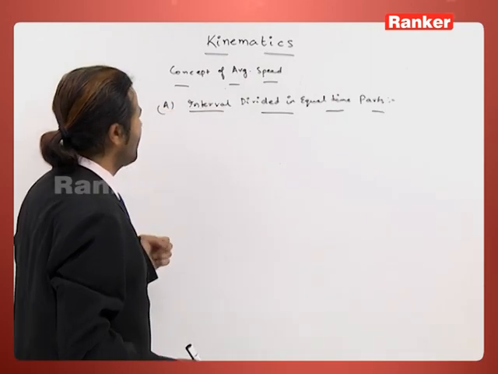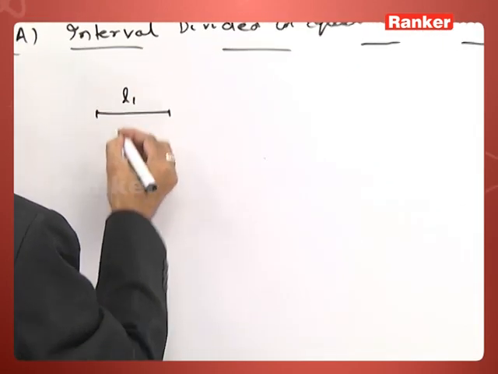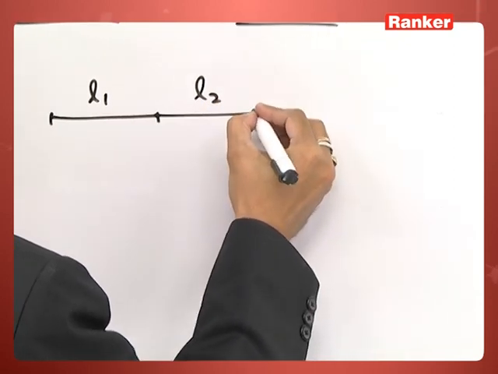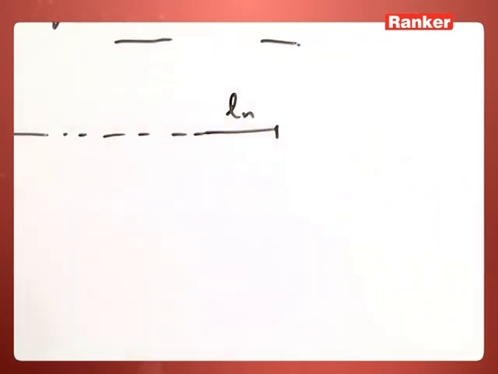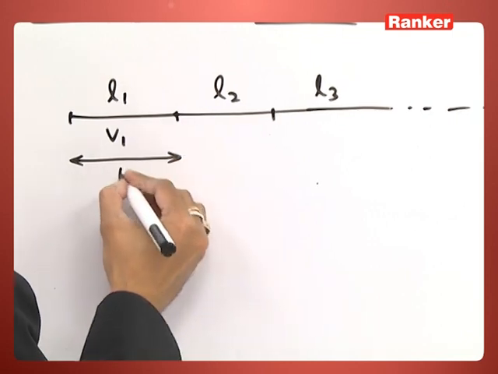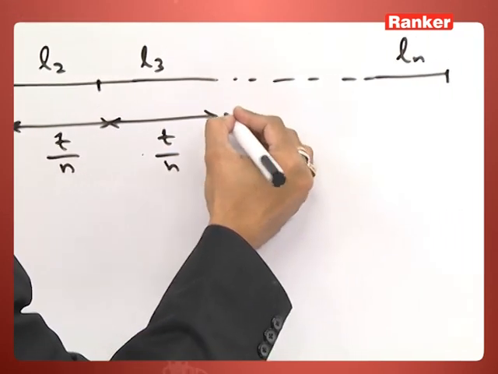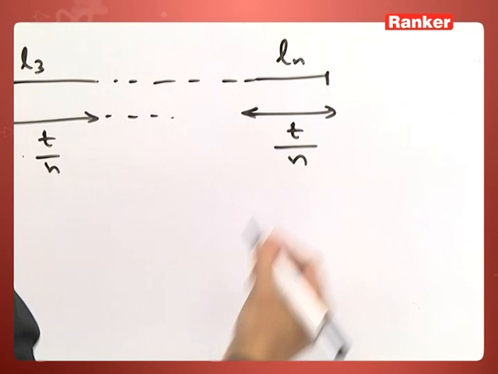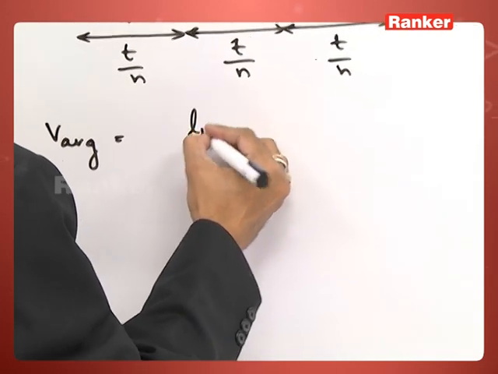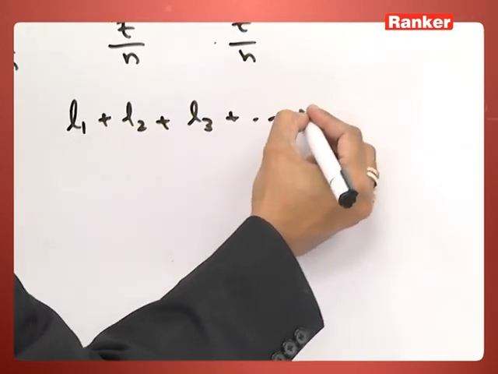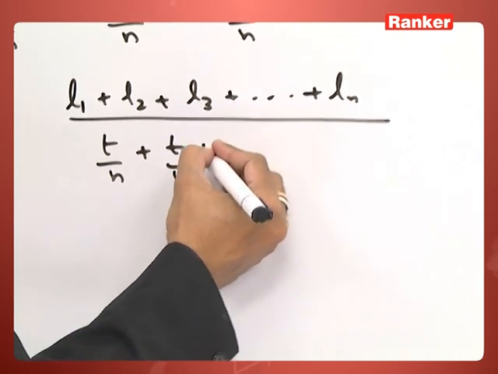So let us have the interval divided into equal time parts and we will find the average speed. Suppose these distances are L1, L2, L3, up to Ln, with velocities V1 and so on, and this is divided into N equal time parts. So the average speed will be total distance L1 plus L2 plus L3 plus up to Ln, divided by the total time taken, T, which is N times T by N.